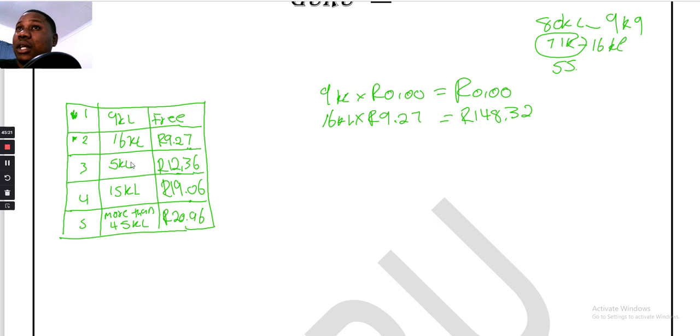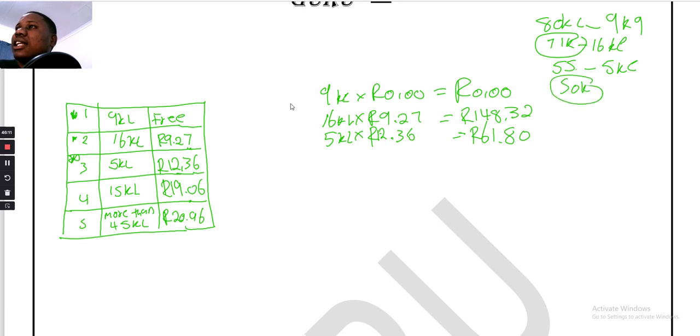No, it is too big for it. So we take the maximum of block number 3, which is 5 kiloliters, multiplied by 12,36. We charge 5 kiloliters, that is 5 multiplied by 12,36, which is 61,8. Therefore we are left with 50 kiloliters.